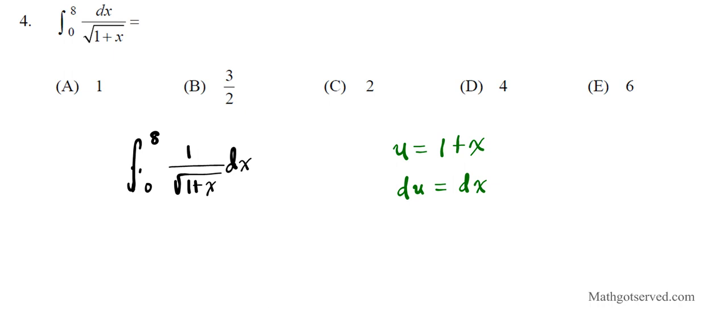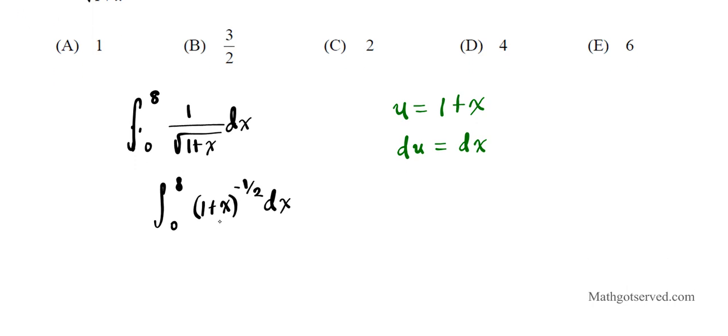All right? So before I make this substitution, let me rewrite this function. I'm going to write it as the antiderivative from 0 to 8 of 1 plus x raised to the negative 1/2 power, using the law of exponents. So this inner function right here, 1 plus x, the linear function, if I differentiate it, I'm going to be left with dx, with a multiple of dx. If that happens, then you can use substitution.